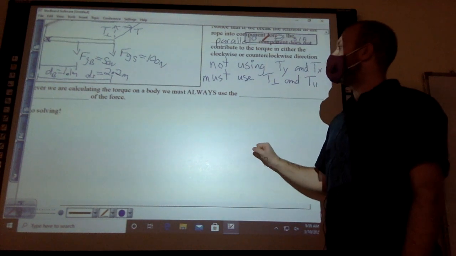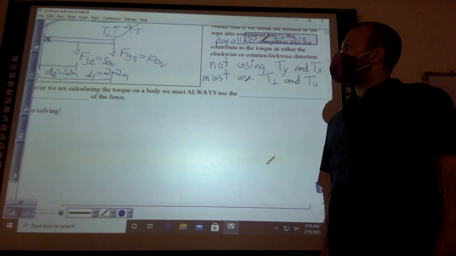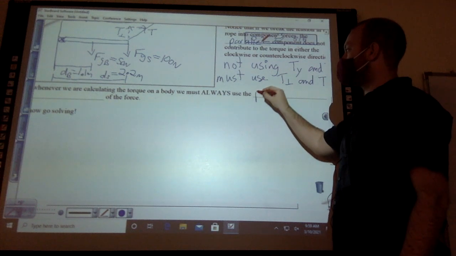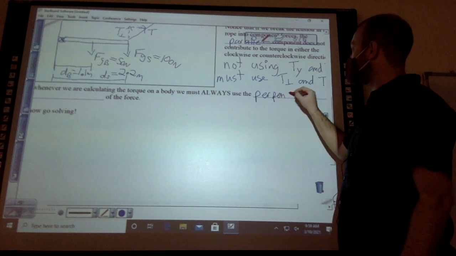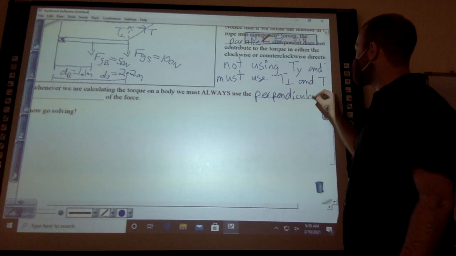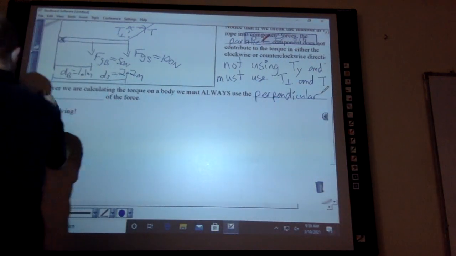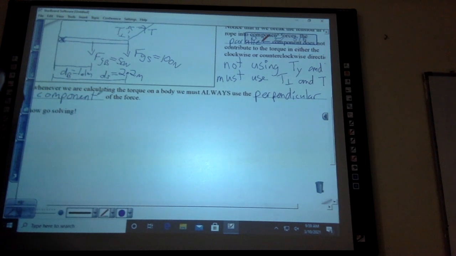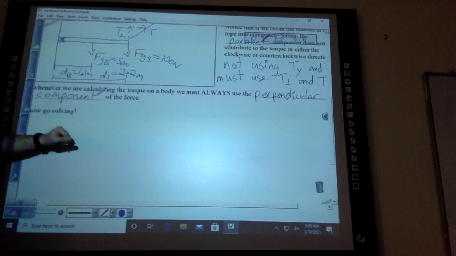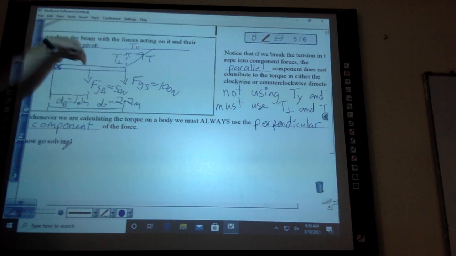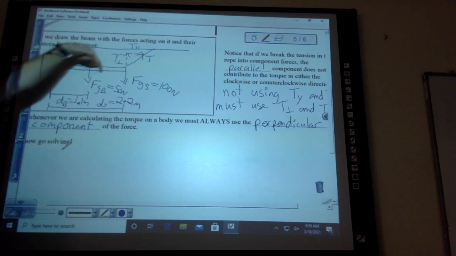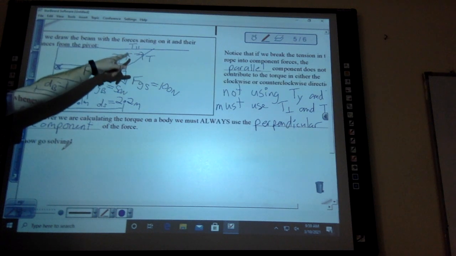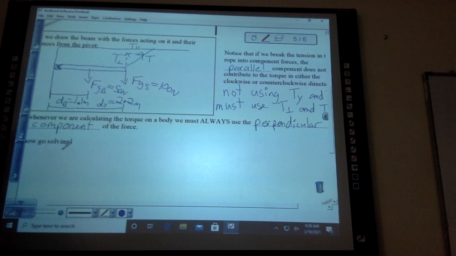All right. So when we're looking at torque specifically, we need to use the perpendicular component. Perpendicular. So when we're dealing with this, FG, this is going to be perpendicular to my beam. FG again, perpendicular to the beam. Tension, not perpendicular, but I need to use only the perpendicular component.